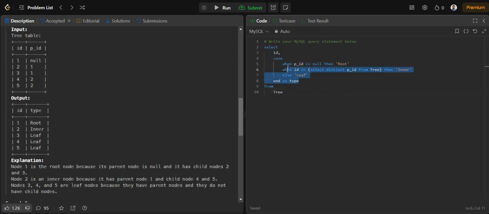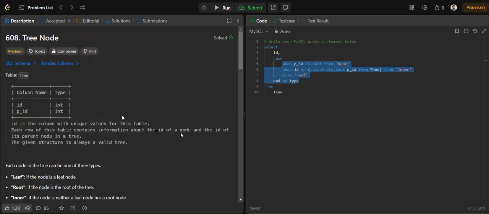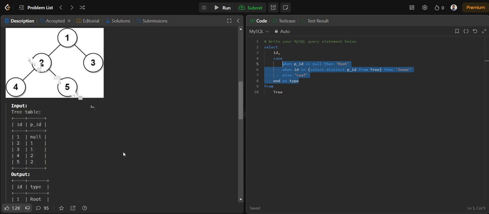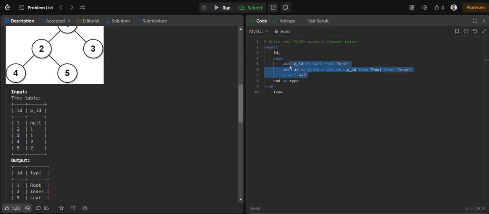The query is not that difficult if you understand the explanation part and the question, especially what a leaf, root, and inner are. What is a leaf? What is an inner node? What is a root node? If you have understood this part, then the trick I am using is this: if PID is null, then I write root. If the ID is present in the PID, then I write inner. And if it is not, then I write leaf.